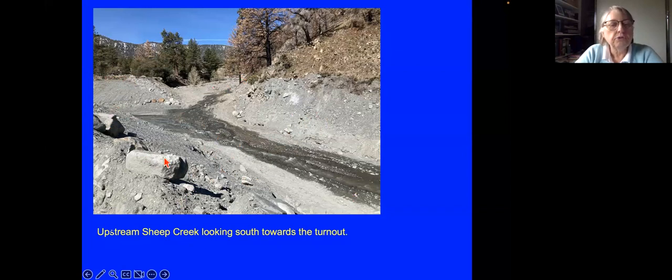I want you to notice the size of the boulders that are coming out of this channel. So this comes around and follows up here. And then if you were there, you saw all of the dirt piled up. This makes a little kink and it's going back. So that is looking upstream, which is south.